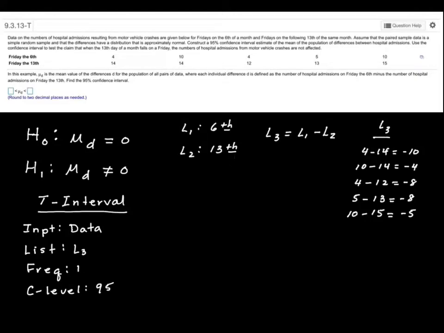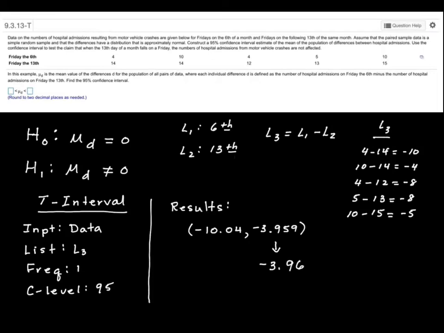So we've got 95% there, and we calculate, and the results are, we get a confidence interval from negative 10.04 to negative 3.959, and then we need to round this to negative 3.96, and that's our final answer to this problem.